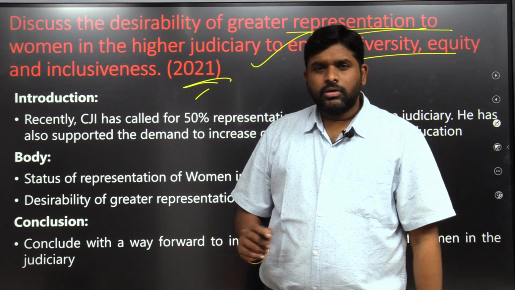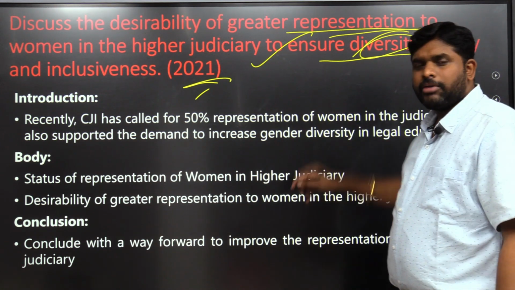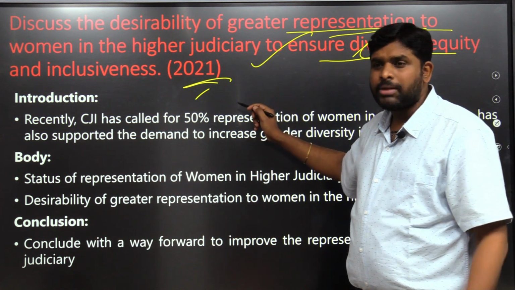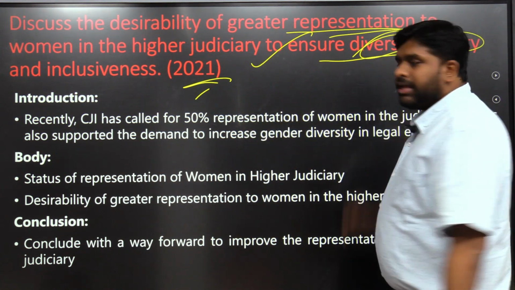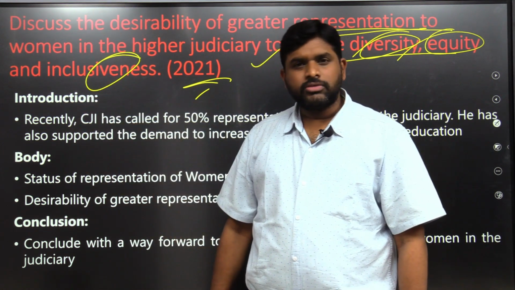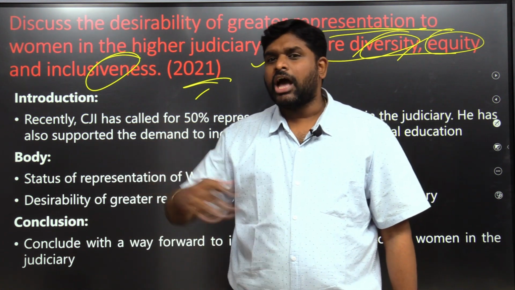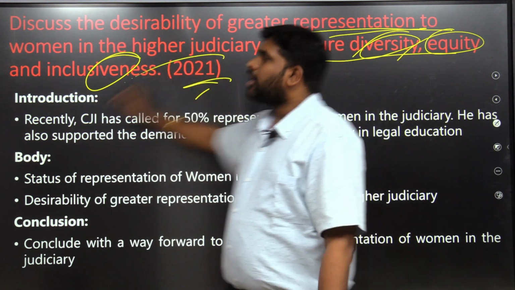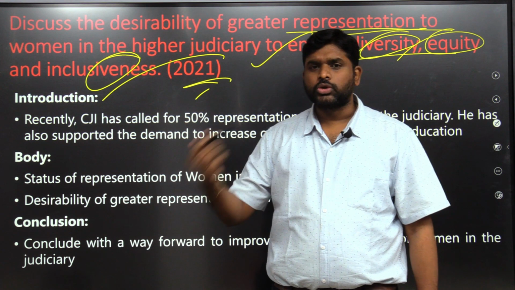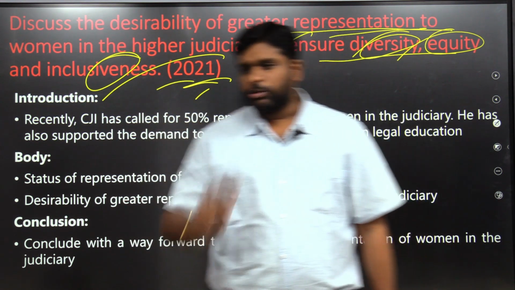He did this to promote diversity, because the court is dominated by men. There is a need for diversity, and diversity can come through women, as well as equity and inclusiveness. How we are moving on, how we can ensure equity, all of this is asked in this question. We are going to ensure equity, justice and inclusiveness by the recruitment of women into the Supreme Court.